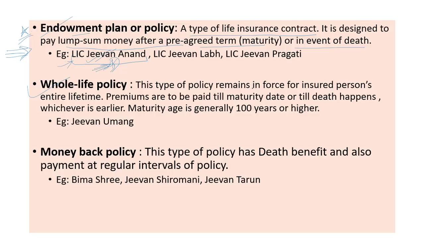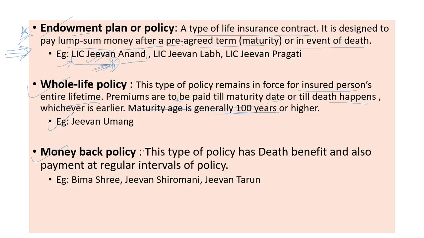This type of policy remains in force for the insured person's entire lifetime, till the person is alive. So premiums are to be paid till maturity date, and the premiums are higher than an endowment policy, because this policy is more certain to be availed by the person who is insured, or is certain to give benefit. Because this policy is active till the death happens or the maturity date. So generally 100 years or higher maturity age. The example is Jeevan Umang.